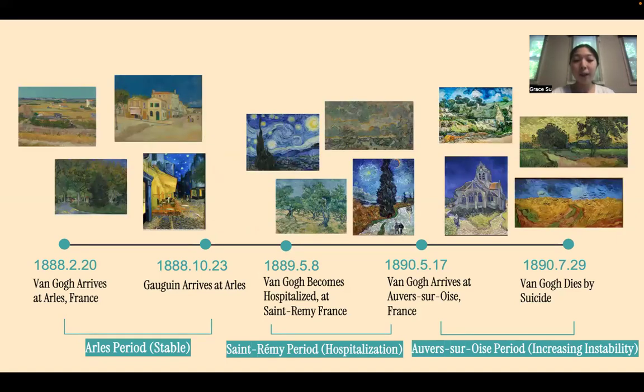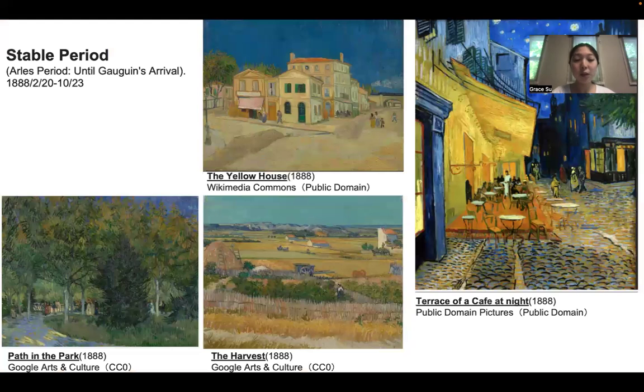Then, 4 paintings representing each period were selected, 12 paintings in total. Landscapes were specifically chosen to maintain consistency in subject matter and reduce unnecessary variation. These were the paintings selected for the stable Arles period. For the stable period, the lines are very crisp, straight, and strong, and this will change throughout the years.